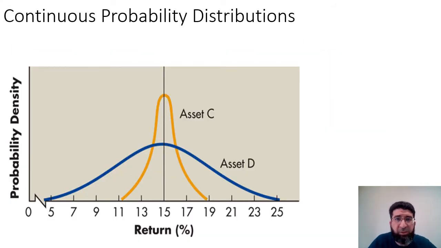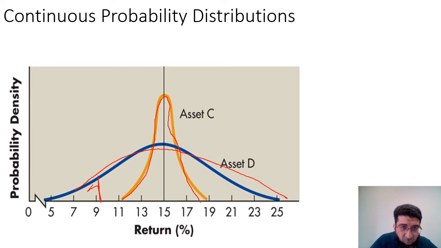Compared to a discrete probability distribution, a continuous probability distribution has a smooth curve. You can see this smooth curve in the form of a bell-shaped curve. Now this bell-shaped curve is given for D, and asset C has more peak. Now what is important about these curves? How much data falls within the curve. So here you can see the curve holds a large amount of data.